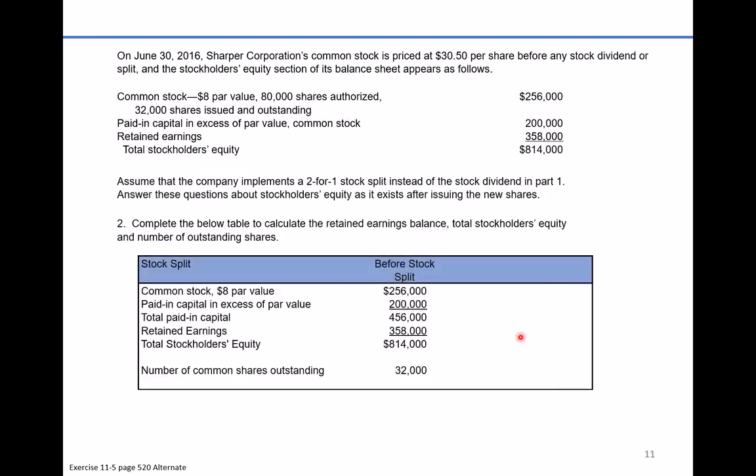It says, complete the below table to calculate the retained earnings balance sheet stockholder equity section, assuming that the company implements a 2-for-1 stock split instead of the stock dividend that we did in part 1. Well, a stock split is a little bit different from a stock dividend. The only thing that happens in a stock split is this. The par value is reduced by the amount of the split. In this case, it's a 2-for-1 split. So for every 1 share you had, now you'll have 2 shares. The number of shares outstanding, that doubles.